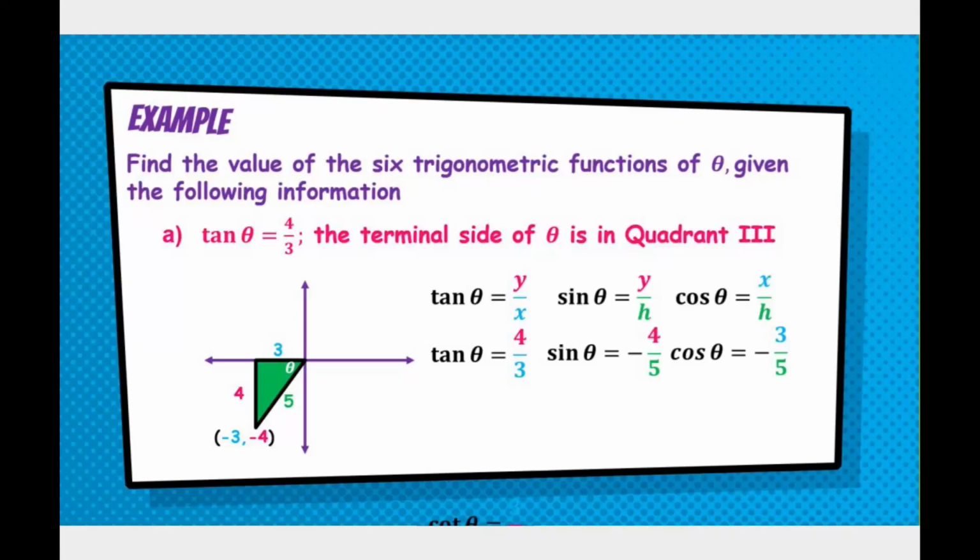So the sine of theta in quadrant 3 is opposite of the angle is 4, hypotenuse is 5. That's where that's coming from, and it's negative in quadrant 3 because that's the y value. Also, cosine is adjacent, so x over the hypotenuse, 3/5, and in quadrant 3 we're also negative. Now the reciprocal values, just flip them. So cotangent is 3/4, cosecant is negative 5/4, and secant is negative 5/3.